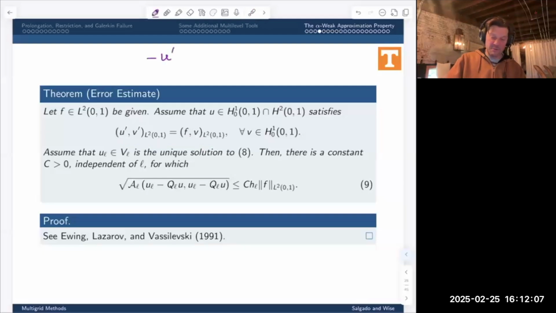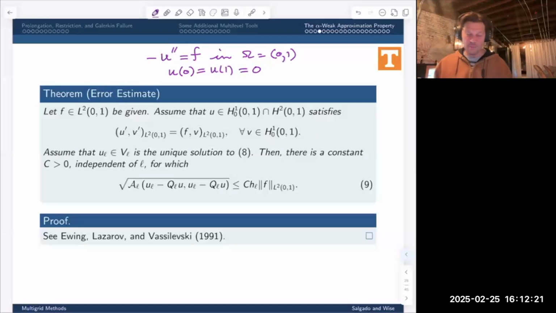It's minus u double prime equals f in the domain omega equals (0, 1). And we also are going to demand that u at 1 and 0 is equal to 0. So those are the so-called boundary conditions. And this is called a boundary value problem. This is our classic boundary value problem in one dimension, called the Poisson problem.